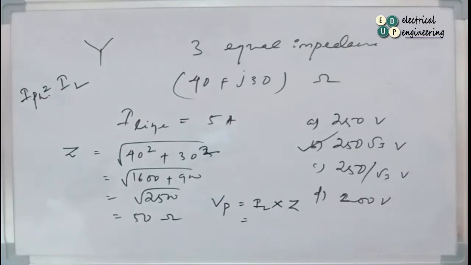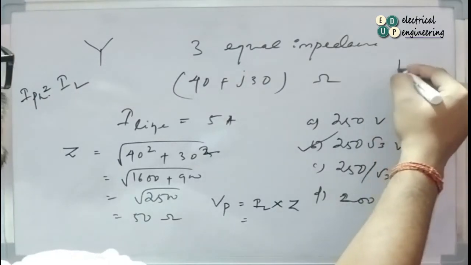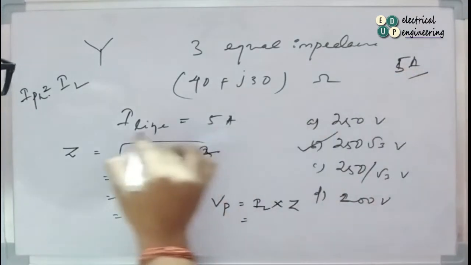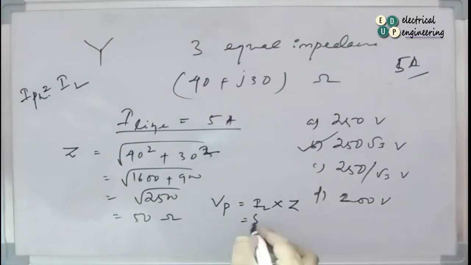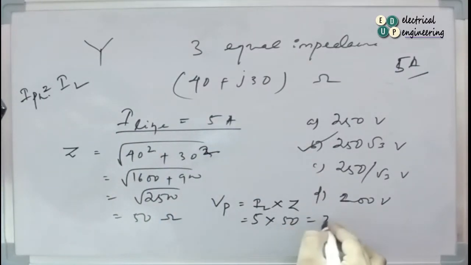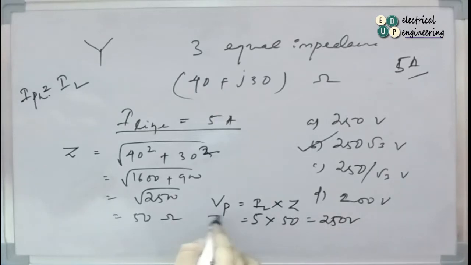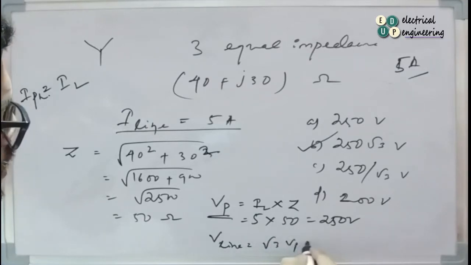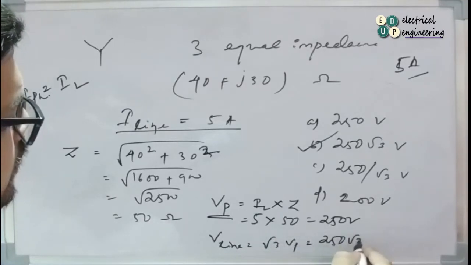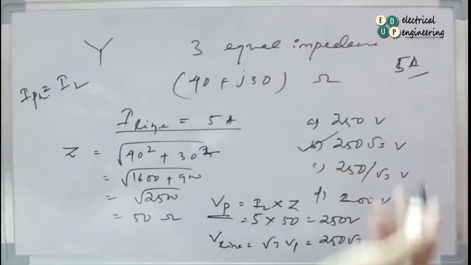How much is IL? IL is given as 5 ampere. So just multiply 5 with 50, you will get 250 volt. But that is the phase voltage. It is asking about the line voltage. Line voltage is root 3 times V phase, that is 250 root 3 volt. Got it? So the answer is 250 root 3.